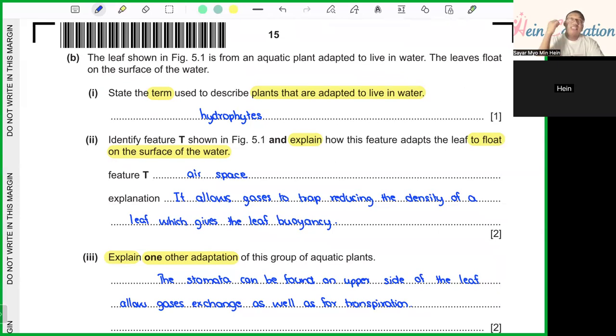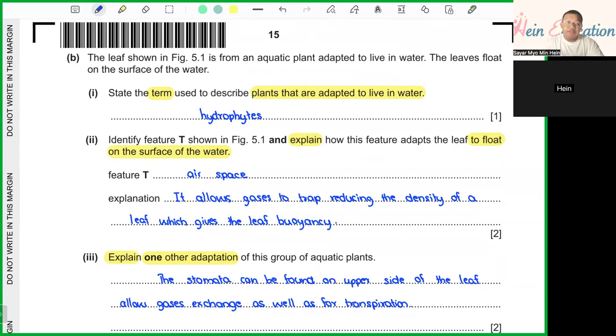So when we study adaptive features in biology, we mention two types of plants, xerophyte and hydrophyte, right? Xerophytes live in places like deserts where there is a lack of water. Hydrophytes are the plants that live or are adapted to live in water. So hydrophytes.